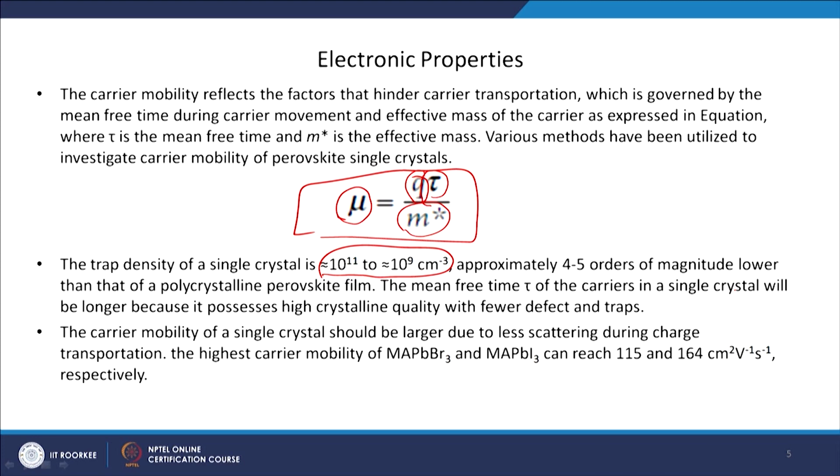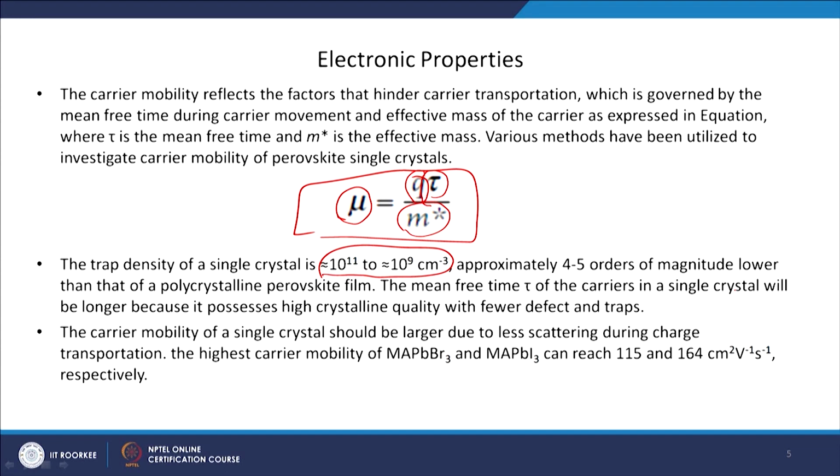Now, if the quality of the film improves, if there are fewer trap states and fewer defect states in the film, obviously the charge carrier can now move without facing much obstacle or hindrance from neighboring charge carriers. So, that leads to a higher value of the mean free path or mean free time tau in this material. The carrier mobility of a single crystal should be larger due to less scattering during charge transportation. The highest carrier mobility of MAPbBr3 and MAPbI3 can reach 115 and 164 centimeter square per volt per second respectively. This value, 164 for MAPbI3 single crystal, is very high and almost comparable to an inorganic film's mobility.